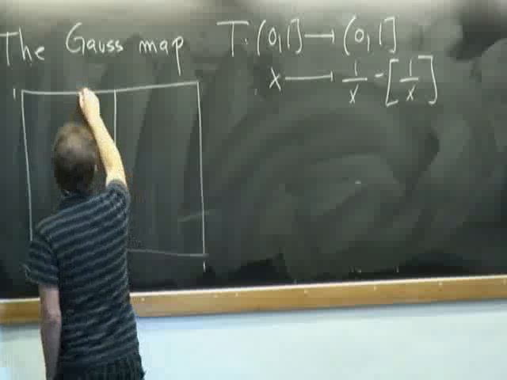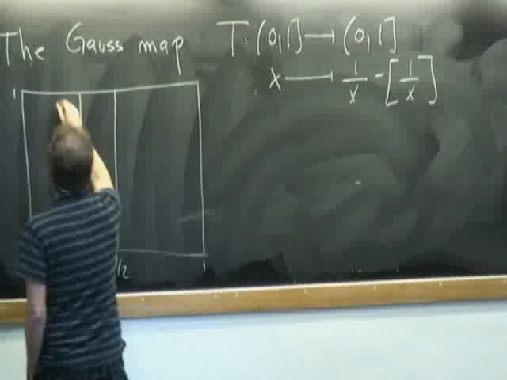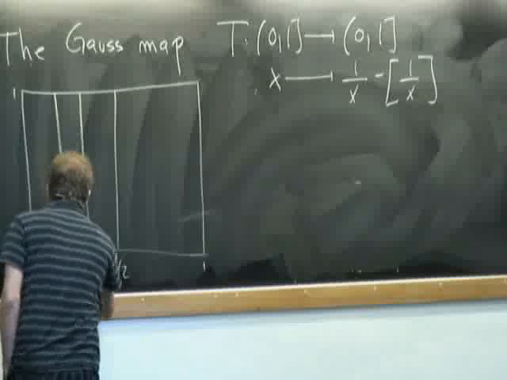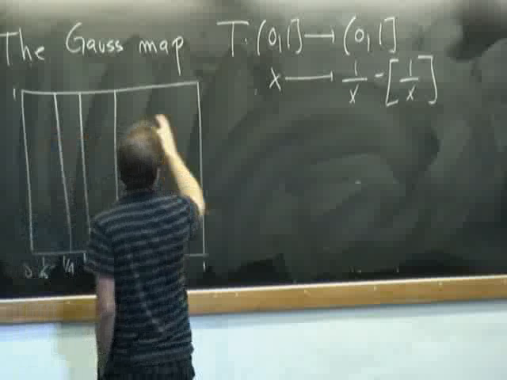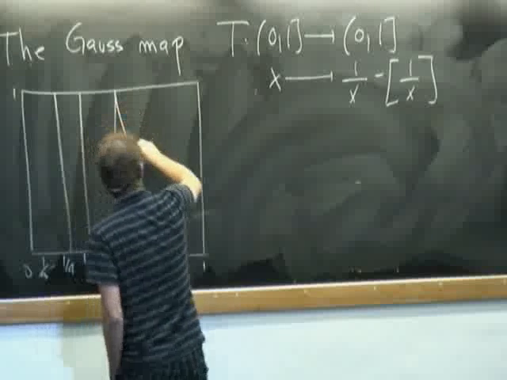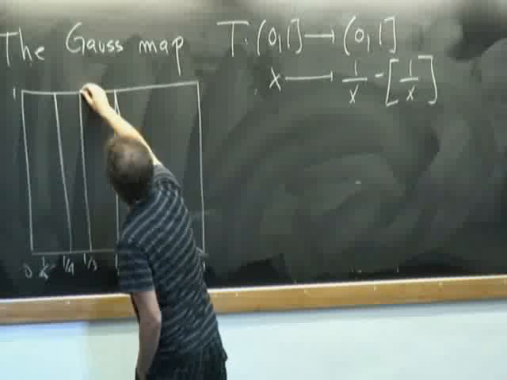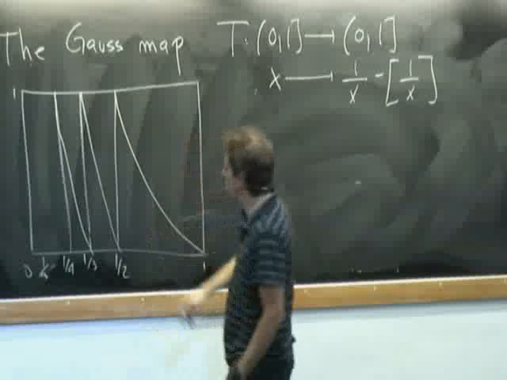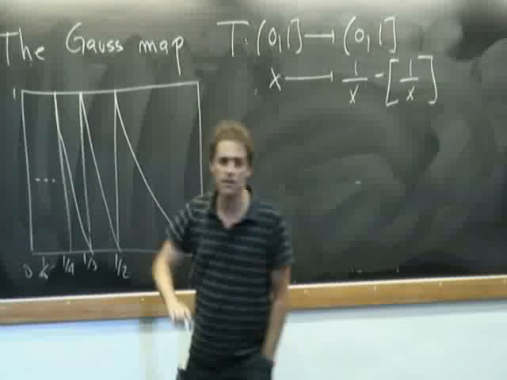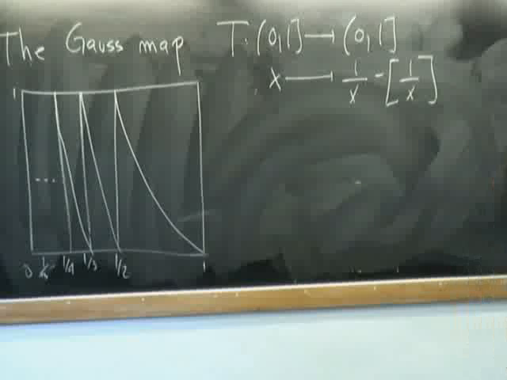One half, 1/3, 1/4, 1 over n, and so on. That's the partition that 1 over x induces. And the map looks like this. My picture was not great, but well, with infinitely many branches. That's an important feature.